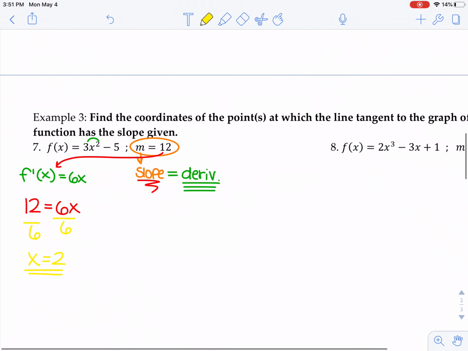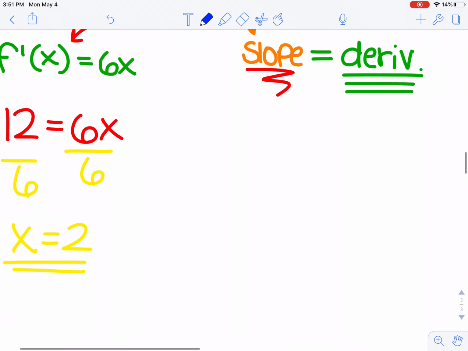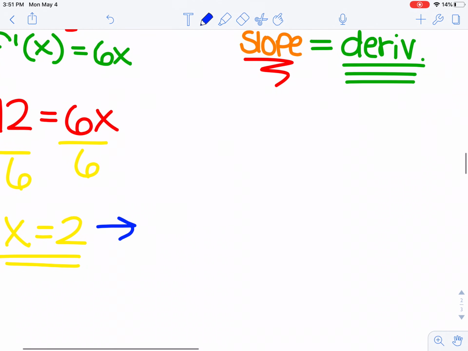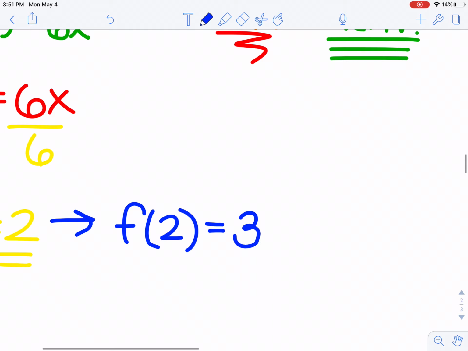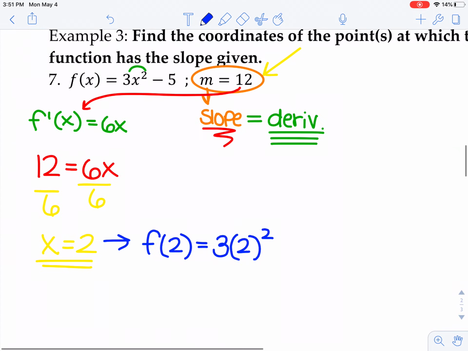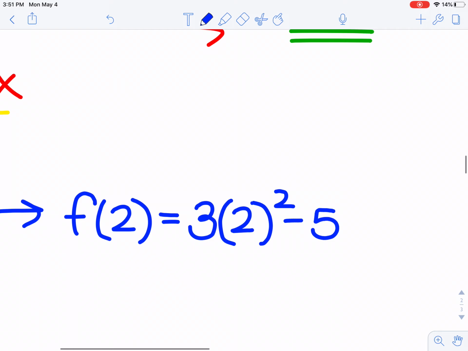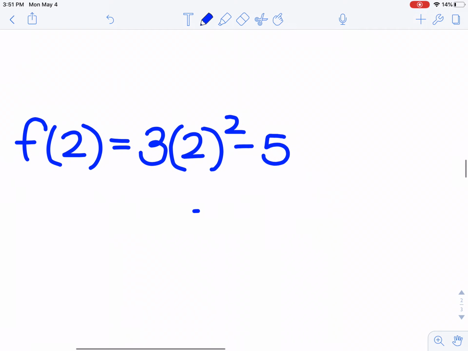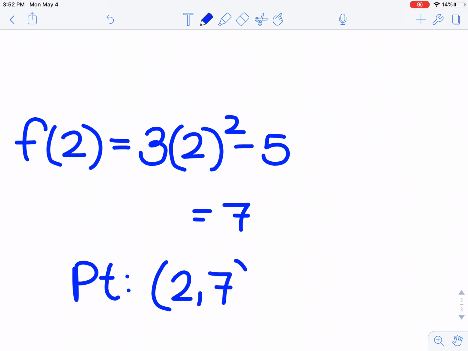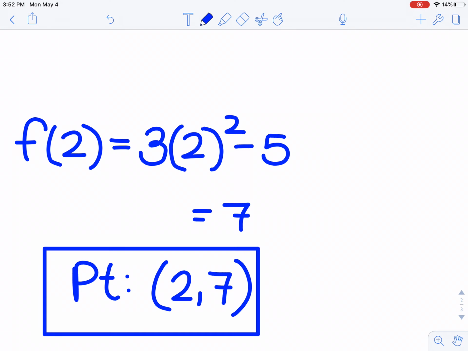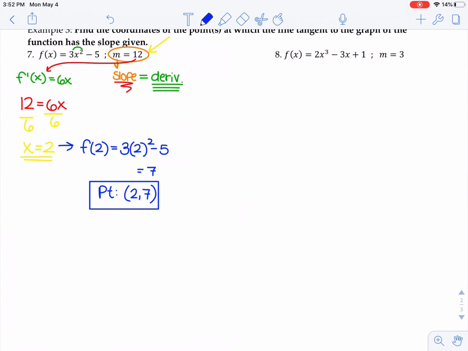What this means is the slope of the tangent line is 12 at x equals 2. It asks me to find the whole point. If I want to find the entire point, I plug my x value into the original function. So go back to the original function. That's 3 times 2, quantity squared, minus 5. Okay, let's see. 2 squared is 4, times 3 is 12, minus 5 is 7. So the point is 2, 7. At this point, the tangent line will have a slope of 12.